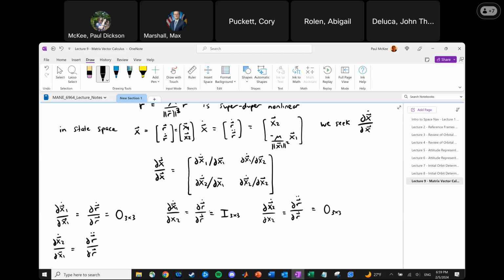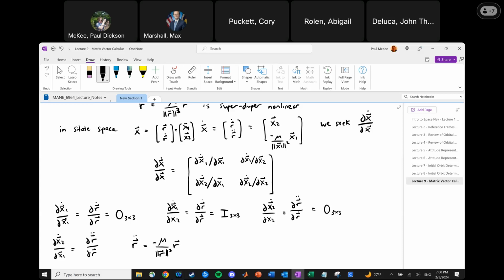So what we're going to do then is we're going to find the derivative with respect to r of, well, we got to write out our equation first. Let's start with this. We're used to seeing the two-body equation written this way, right? We're used to seeing r double dot is equal to negative mu over r cubed r. But let's write this out.